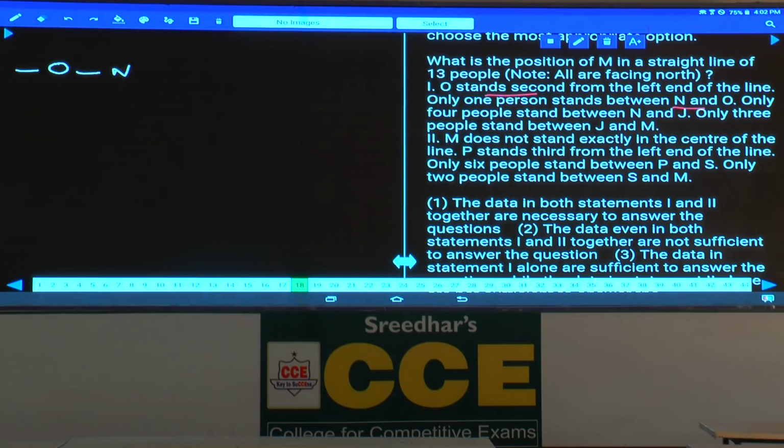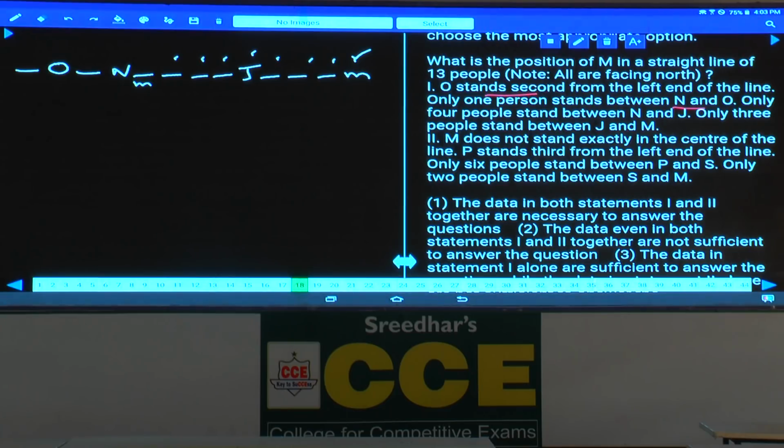And only 4 people between N and J, and this J will be on the right hand side of N only. 4 people between N and J, 3 people between J and M. As 3 people between J and M, M can be here, or 1, 2, 3, M can be here. If you take M at this place, how many persons are there? 3, 4, 5, 6, 7, 8, 9, 10, 11, 12, 13. Isn't it? M can be 13th position or M can be 5th from the left hand side. Are you getting two different answers or not? Position of M. Now, this M can be either at the 5th place or at the 13th place from the left. As you are getting two different answers, hence one alone is not sufficient.